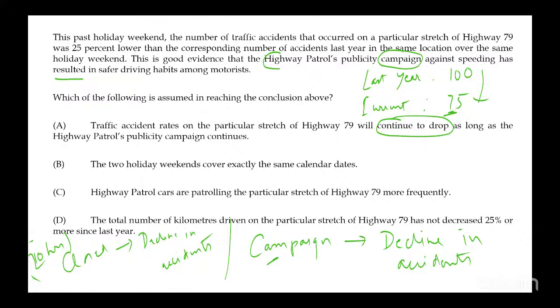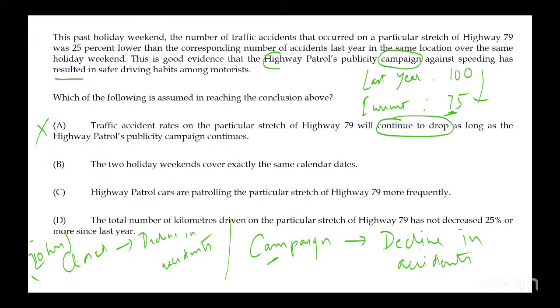Let's say currently the campaign was effective and it was actually the campaign that was the reason. But the author is making no claim on whether this will continue to have an impact. Even if the campaign loses its effectiveness in future, the author's argument could still stand. So a future prediction is not required. A is out.